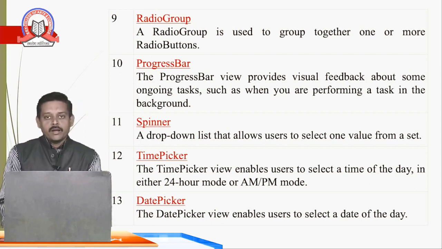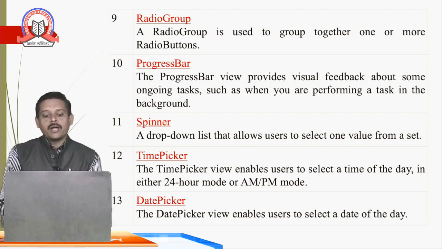Then we have a time picker. The time picker enables the user to select the time of the current day. The user can select the time in either 24-hour format or 12-hour format, and we also have AM/PM mode. AM/PM mode is the 12-hour format, and in the 24-hour format we can give the value from 0 to 24.